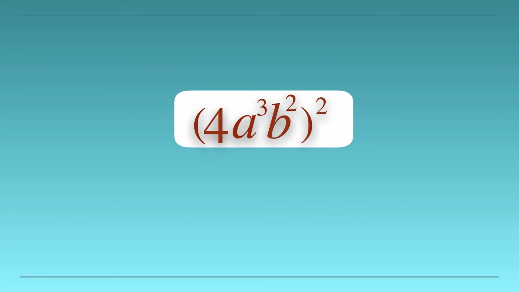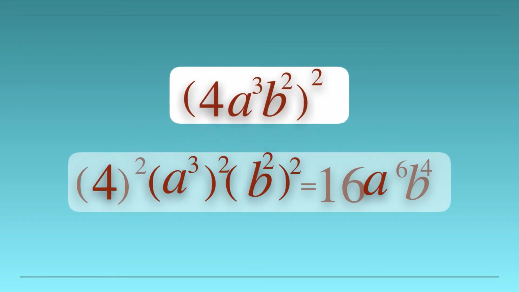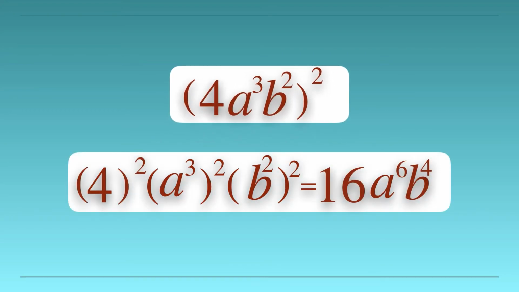Similarly, 4a cubed b squared whole squared is equivalent to 4a cubed whole squared and b squared whole squared, as the power of 2 applies to 4, a cubed and b squared as well. 4 squared is multiplying 4 two lots of times, which gives you the answer 16, and the powers on a and b multiply to give the final answer 16a to the power of 6 and b to the power of 4.